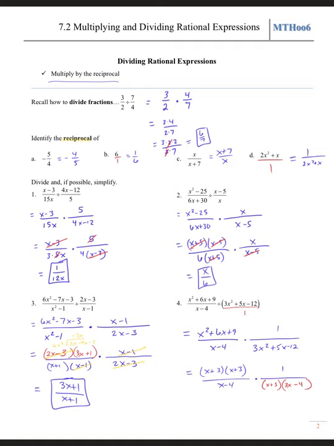x times 3x is 3x squared. x times negative 4, negative 4x. 3 times 3x is 9x, and 3 times negative 4 is negative 12. Combine like terms, we get a positive 5x. So 3x squared plus 5x minus 12. So therefore, this is the factorization of this. And then we go through and just cancel our like terms. So we have x plus 3 and an x plus 3. And looking at it, we see that's the only thing we can cancel.